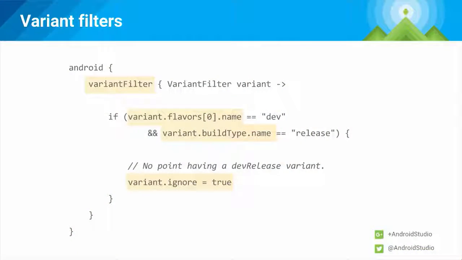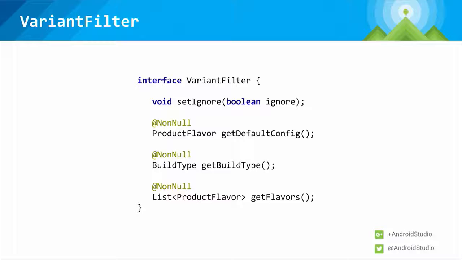So what we can do is use the variant filter method on the Android block, which allows you to register a closure. The closure will be called for every about-to-be-created variant and will be passed a variant filter object. You can use this object to inspect the build types and the flavors of the variant in question. And you can also set the ignore flag on it to indicate that this particular combination should be skipped. So you can think of the variant filter object as an instance of an interface where there's one setter for the ignore flag, and there are getters for build types, flavors, and the shared settings from the default config, shared between all the variants.